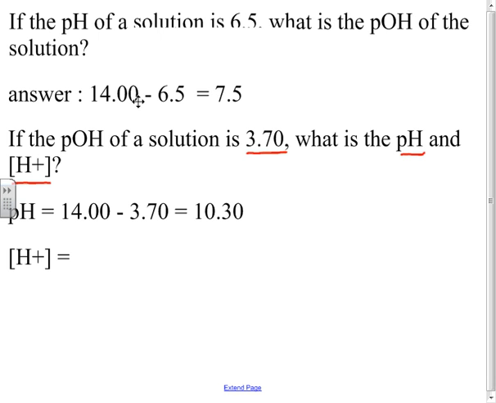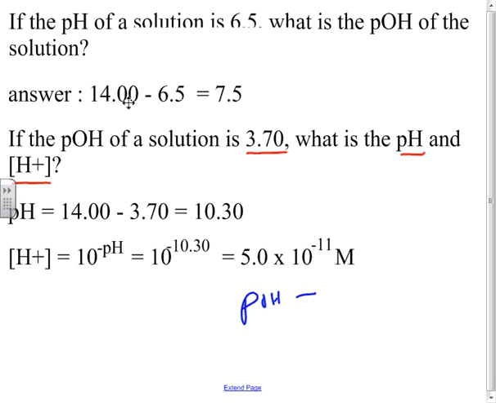And then the hydrogen ion concentration, again, equals 10 to the negative pH. So we have to do 10 to the negative 10.30. That's going to come out to 5.0 times 10 to the minus 11th. I show you this because this is a question that you'll see, and it's going to involve two equations. From the pOH, you can get the pH, and then from the pH, you can get the hydrogen ion concentration. So it will take you two equations to get there.